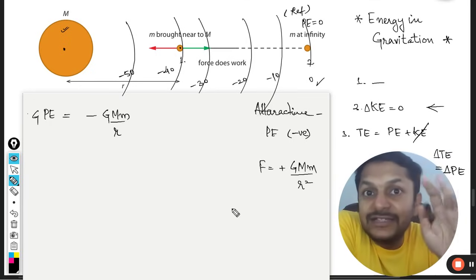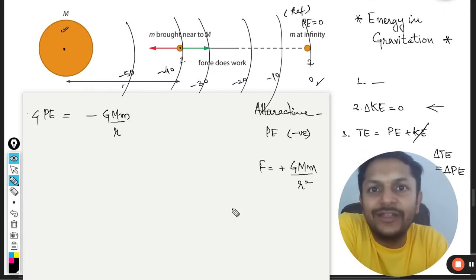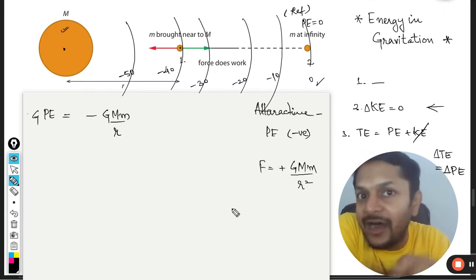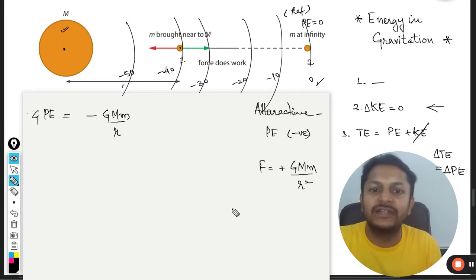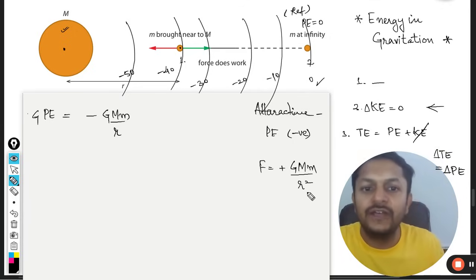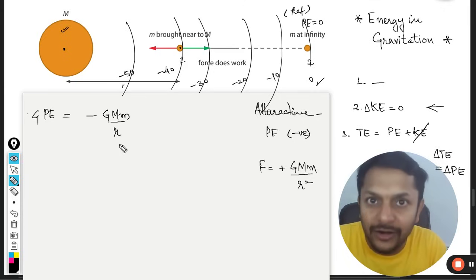In my private classes, I have seen many students getting confused. When are we using R square in the denominator and when are we using R in the denominator? That is why I want to make it clear at this moment itself. For force, you are having R square in the denominator. For potential energy, it is only R.